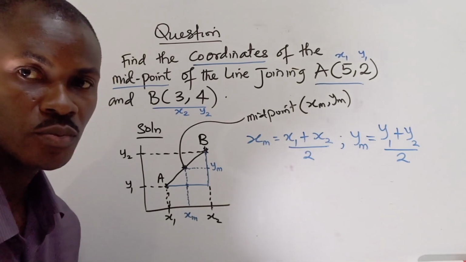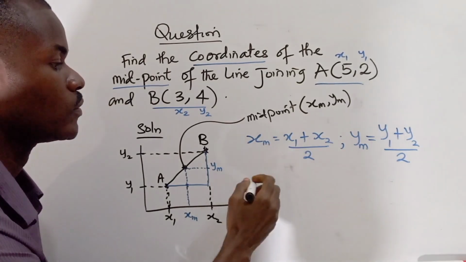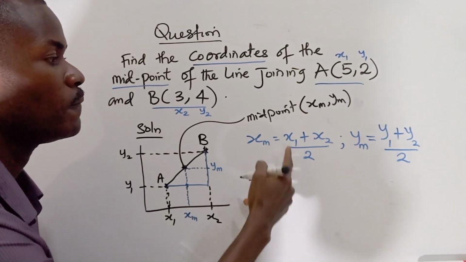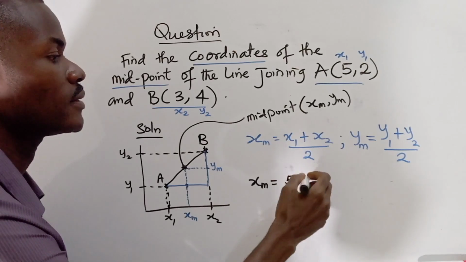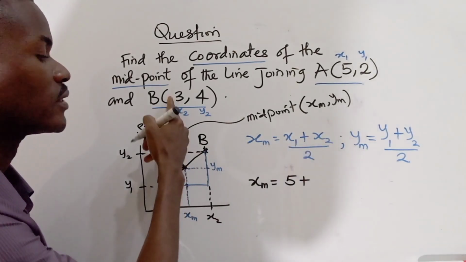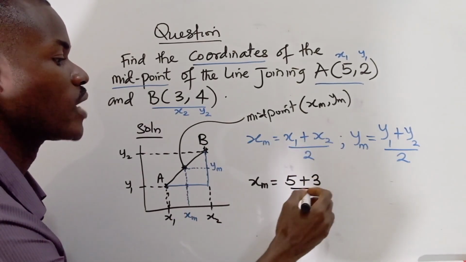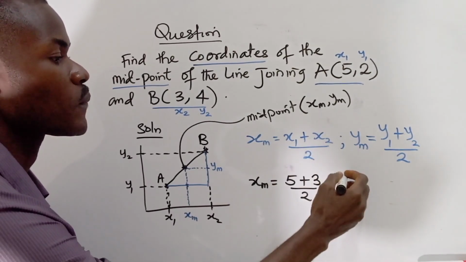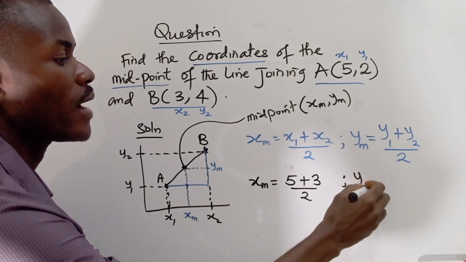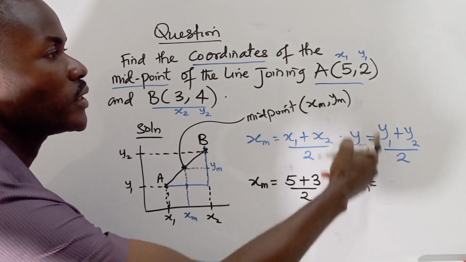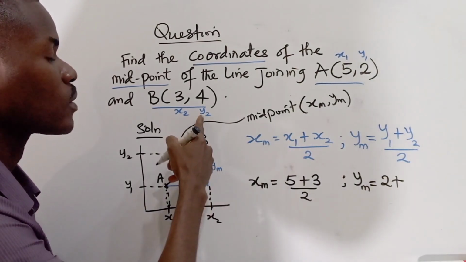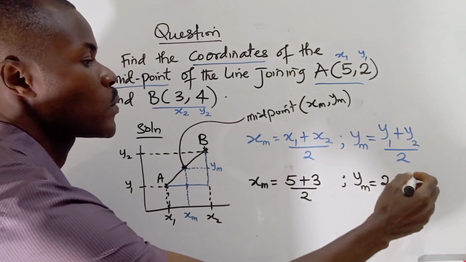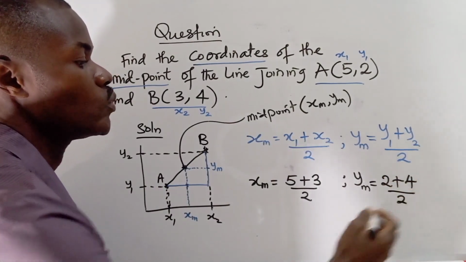So we can now substitute to solve. My xn is going to be, our x1 is 5, plus our x2 here is 3, divided by 2. And for our y midpoint, our y1 here is 2, plus our y2 is 4, divided by 2.